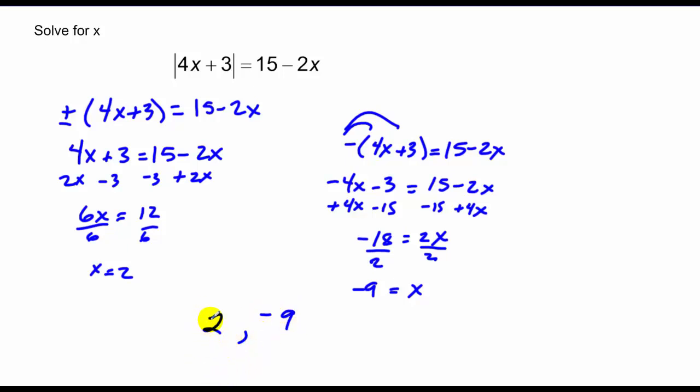And you could pop those in and check just to verify what you've got going on. If I put a 2 in here and a 2 in here, I get 8 plus 3, 11, and 15 minus 4 equals 11, so that checks. If I plug negative 9 in here and negative 9 in here, I get negative 36 plus 3, which is negative 33, so it gives me a positive 33 in absolute value. And then I have 15 plus 18, which is 33, and that checks as well.